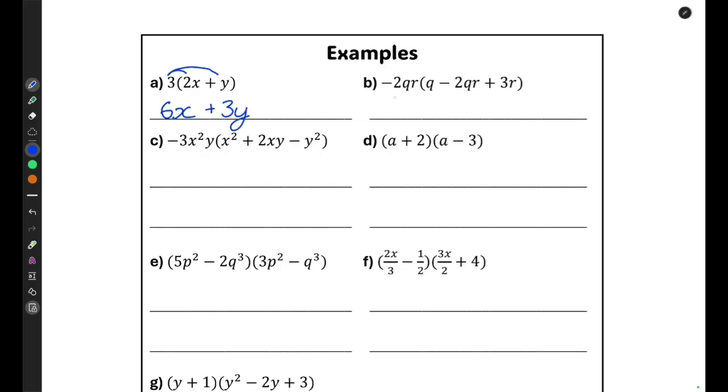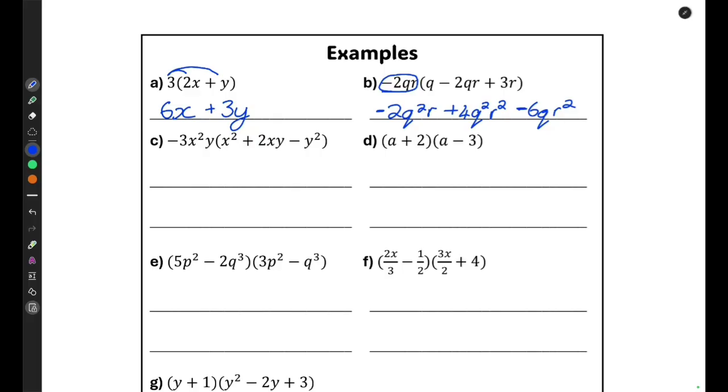The next one, I'm going to take all of these and multiply it with all three terms in that bracket. The first one is going to give me minus 2q squared r. Then minus 2 times minus 2 gives me plus 4, and then the q has two of them and the r has two of them. Lastly, minus 2 times 3 gives me minus 6. There's only one q, but there are two r's. And I just need to check if there's like terms, and no, there are no like terms.